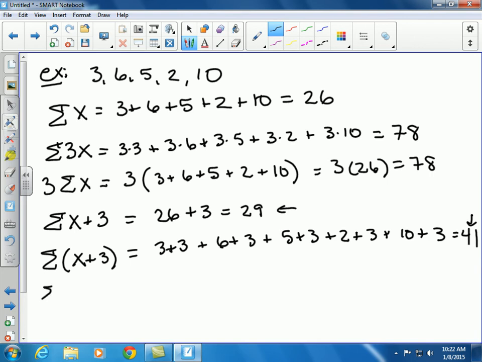What if I gave you something like the sum of x squared? Well then you would square them all before you add them. So you'd take 9 plus 36 plus 25 plus 4 plus 100, and you would get 174. So I just wanted to go over some properties of those because it can be confusing when you're first learning those. We use this summation notation several times when we want to find the descriptive statistics of data sets.